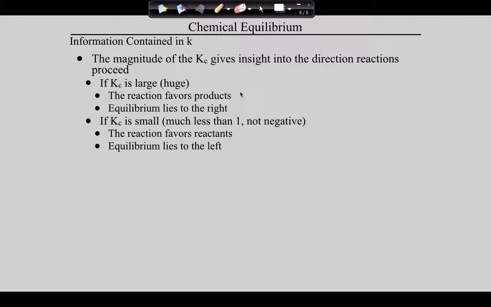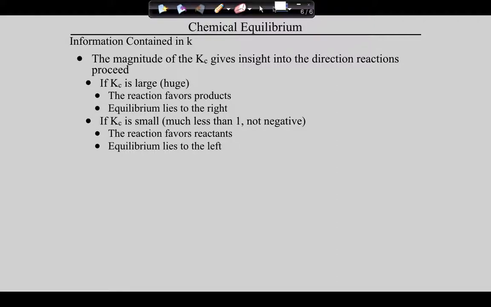Of course, these things are true, right? If you've got a Kc value less than 1, small, then the denominator is bigger, and that's the reactants. So the reaction favors reactants, or similarly, the equilibrium lies to the left. Is that okay? Left and right of what? The yields arrow. We've got this idea that reactants are in equilibrium with products, so this would be left and that would be right.